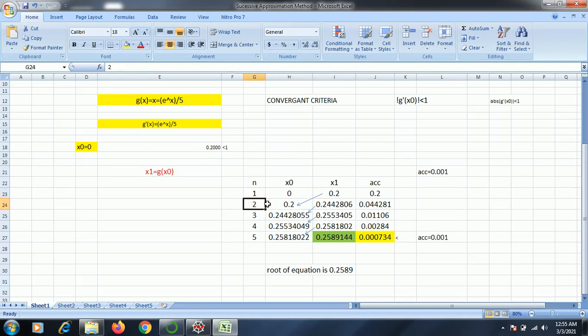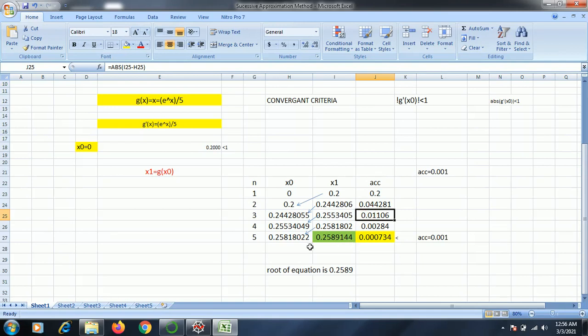For the second iteration, I am going to replace x0 by the previous x1. The x1 value of the first iteration we have to put as the new x0 value. So I have marked with an arrow 0.2, and I have placed it over here. Then you need to find the value of x1, and as per that, you need to find the value of accuracy. Further, in the third iteration, again I am going to replace the value of x0 by the previous x1 value, and I will check the accuracy.